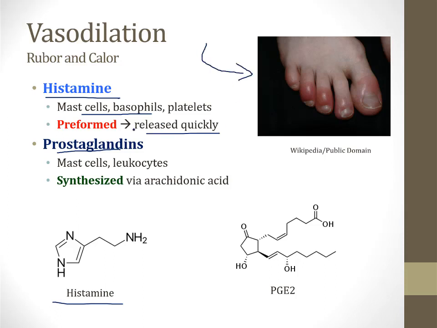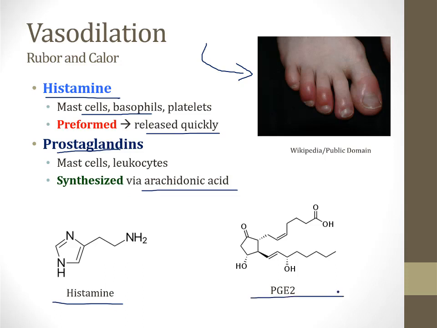Second important trigger for vasodilation are prostaglandins. These are released in the setting of inflammation by mast cells and leukocytes, and they are actually not preformed. They are synthesized when inflammation occurs, and they are derived from arachidonic acid. This is the structure of prostaglandin E2 shown on the screen here.